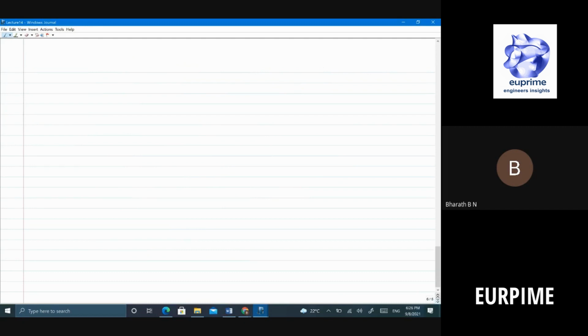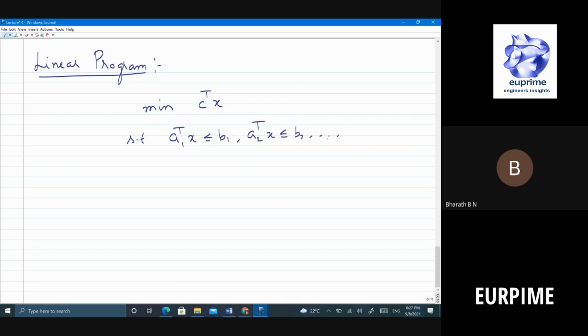Okay, now let's use this. Let me introduce you to something, the so-called linear program. Did I introduce you to linear program? Okay, so what is a linear program? It's something like this: minimize C transpose X subject to A1 transpose X less than or equal to B1, A2 transpose X less than or equal to B2, and so on, An transpose X less than or equal to Bn. There are n constraints. One linear function, C transpose X, what is C transpose X? It's a hyperplane, right?